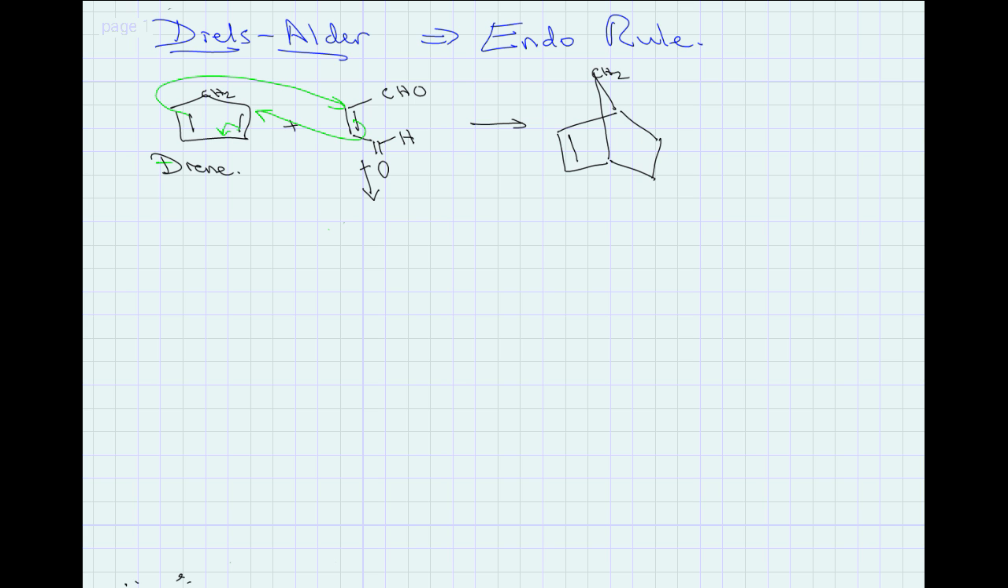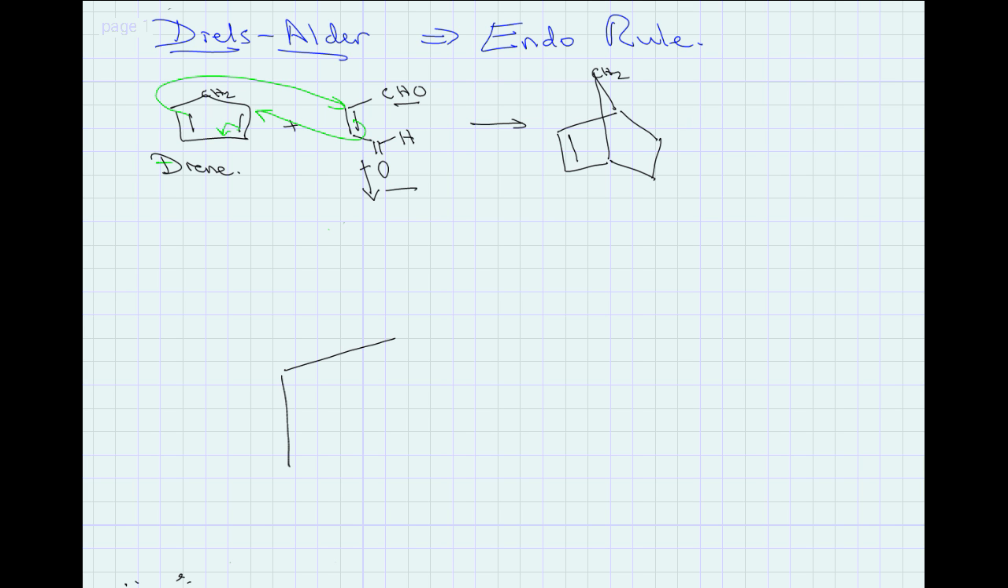So we ask ourselves, what is the major product of this reaction going to be? So we have these two aldehyde groups here. We have one here, and then we have one here. So where are these going to be on our bicyclic product? Well, let me just draw this out a little bit larger.